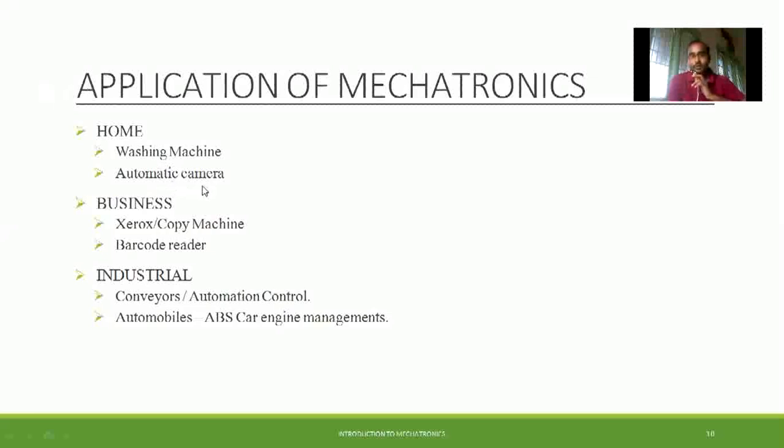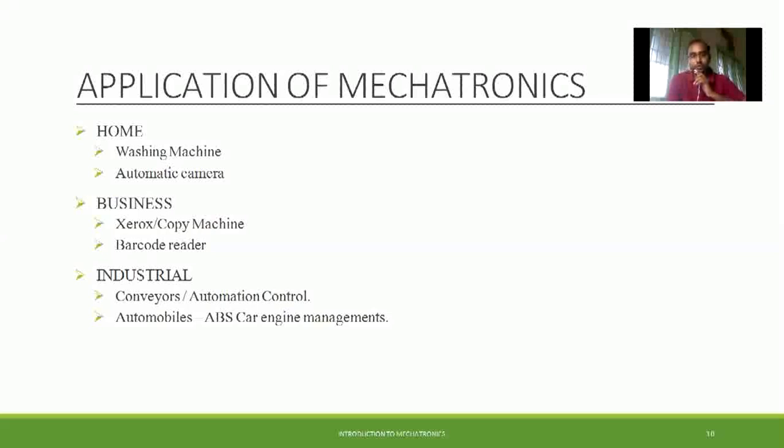And even the automatic camera. Nowadays we are seeing automatic cameras, selecting the image or the area, capturing, zooming in, and the sensor activities, where by clicking in a simple shot the entire action is performed. In the case of business, Xerox copy machines, barcode readers, scanners, etc. are being utilized. In the industrial field, the conveyor system plays a major role to carry material from one place to another.